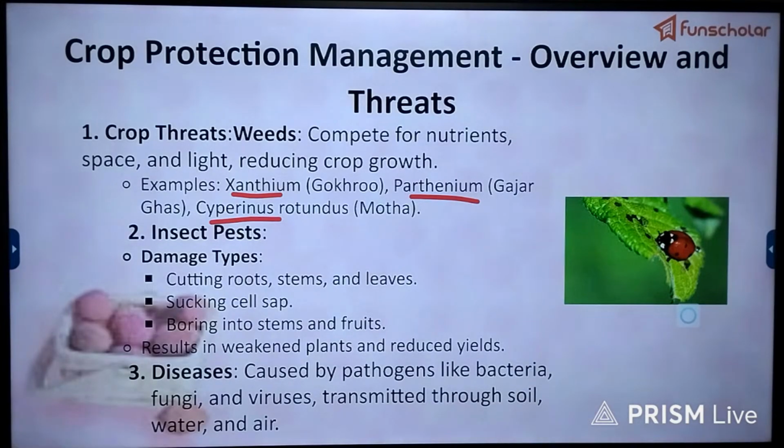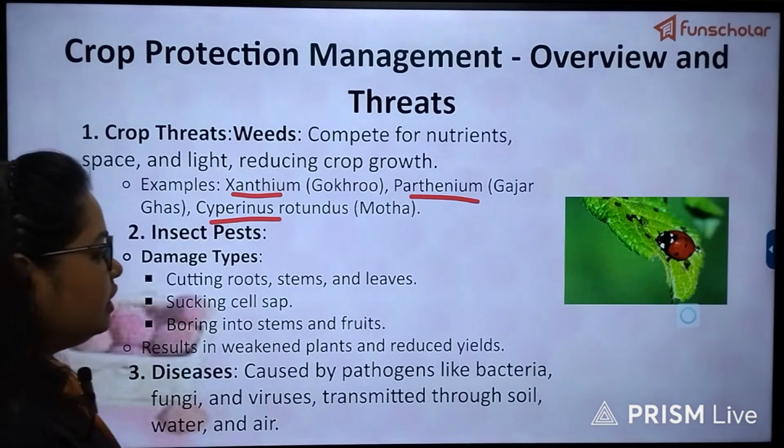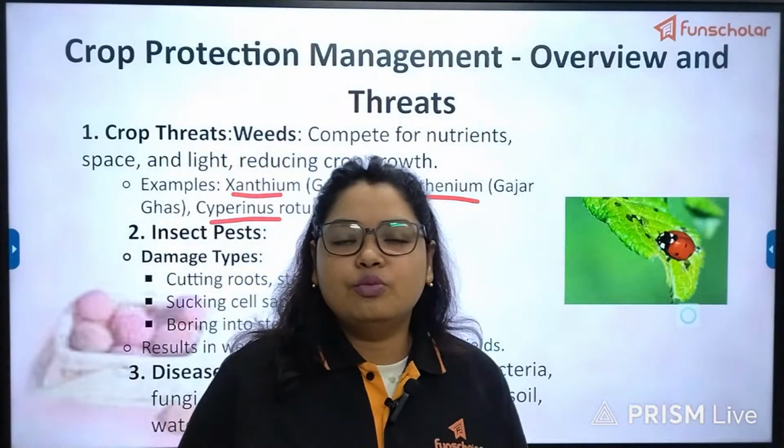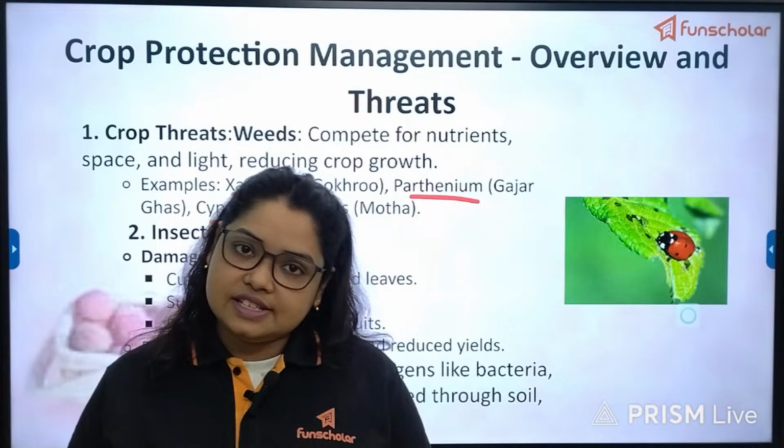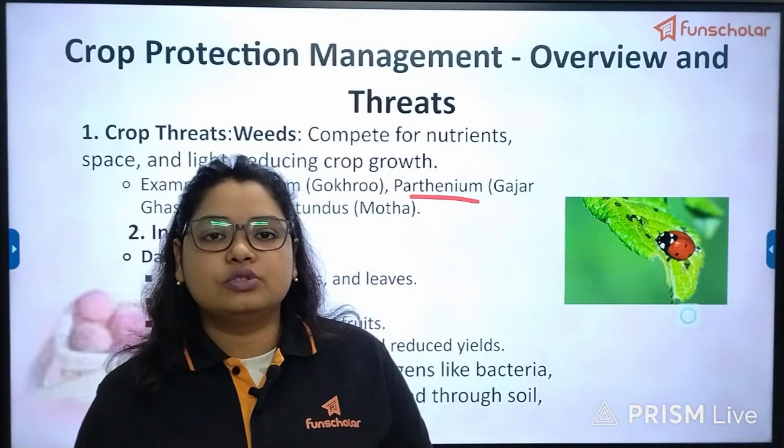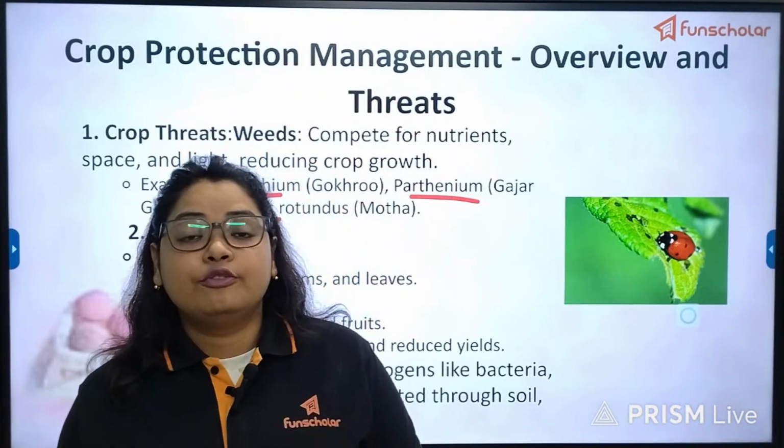Diseases. Diseases are caused by pathogens which are microscopic in nature, like bacteria, fungi and viruses, and these are transmitted through soil, water and air. Just like humans have got different modes of transmission of diseases, some diseases are airborne, some are waterborne, some are foodborne.